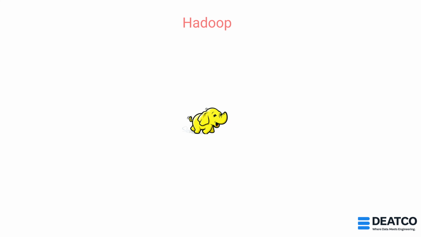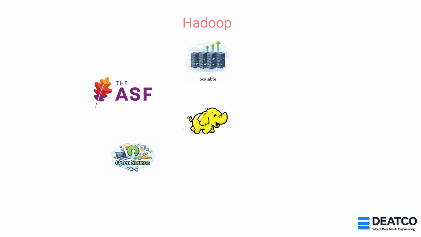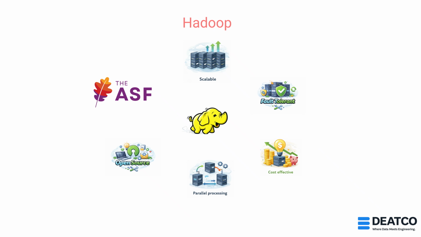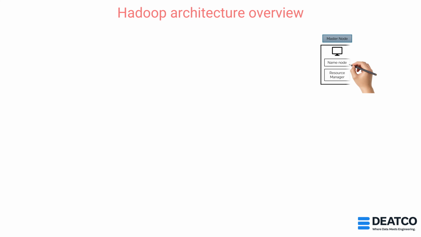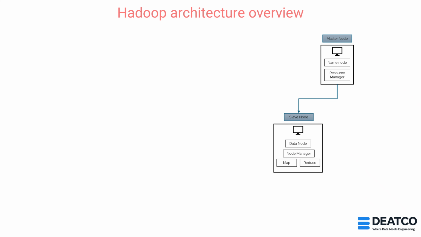So let's understand what is Hadoop. Hadoop is an open source framework developed by Apache. It is used for storing and processing large amounts of data in a distributed environment. Hadoop is scalable, fault-tolerant, and cost-effective, which makes it ideal for big data applications. Let's understand the architecture of Hadoop. Hadoop follows a master-slave architecture. The master node manages the system, while slave nodes store and process data.